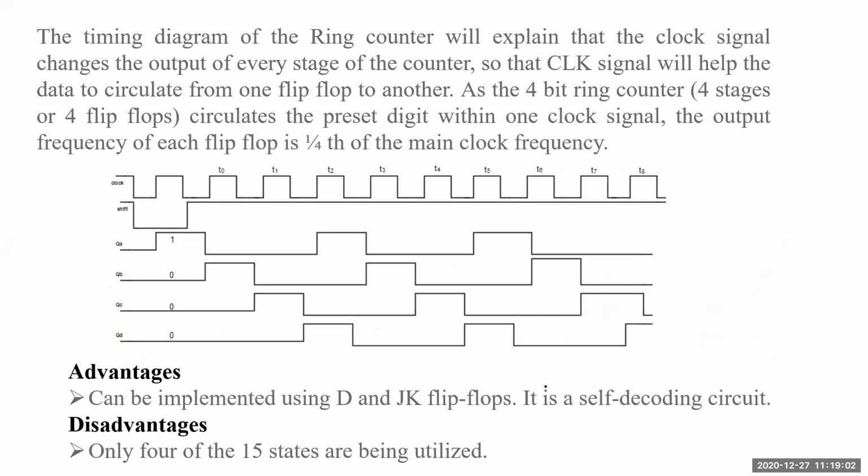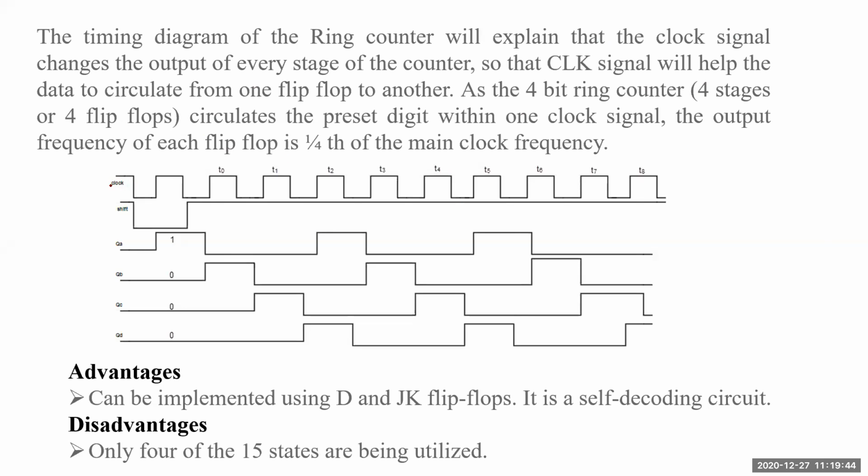You can see the same thing. We have put it in terms of a diagram also. The timing diagram of the ring counter explains that the clock signal changes the output of every stage of the counter, so that the clock signal helps to circulate the output from one flip-flop to another flip-flop. As a 4-bit ring counter has 4 stages, or 4 flip-flops, this circulation starts with the preset and with 1 clock signal, and the output frequency of the flip-flops will always be 1/4 of the clock frequency.